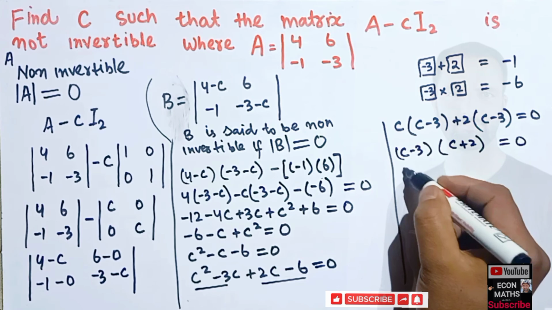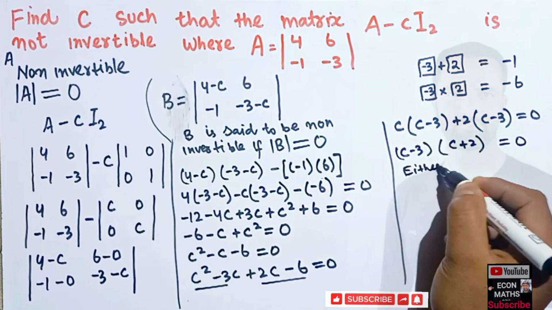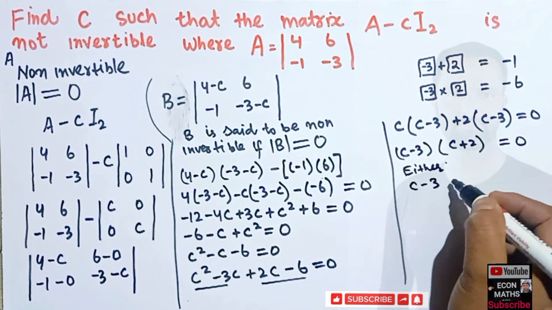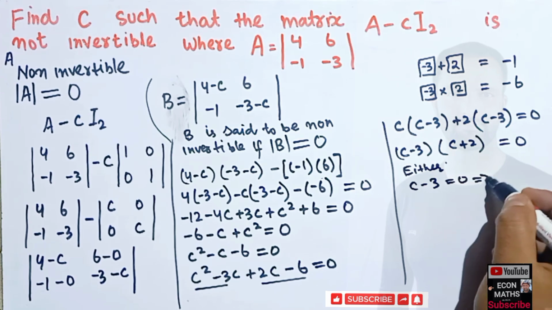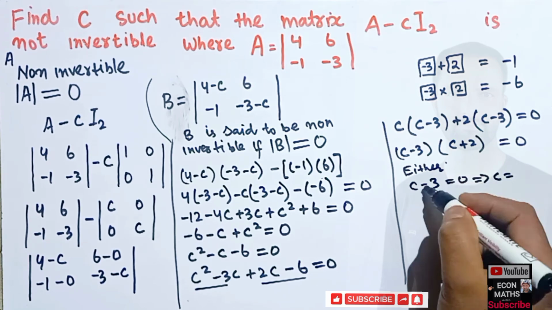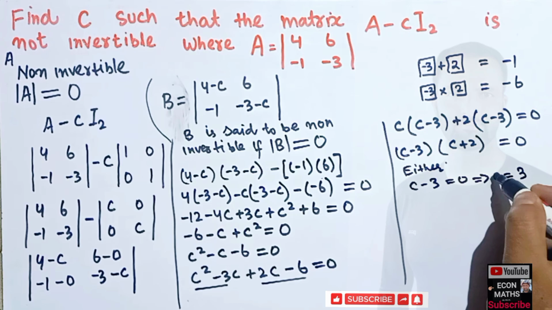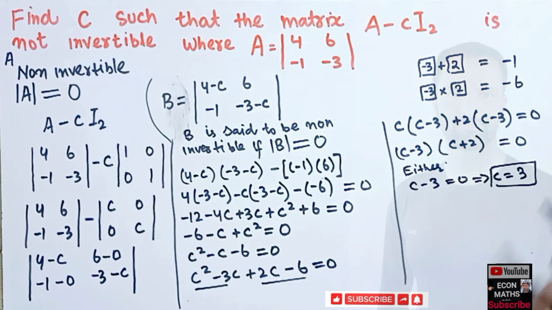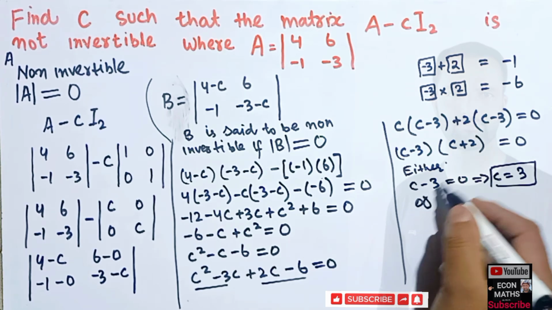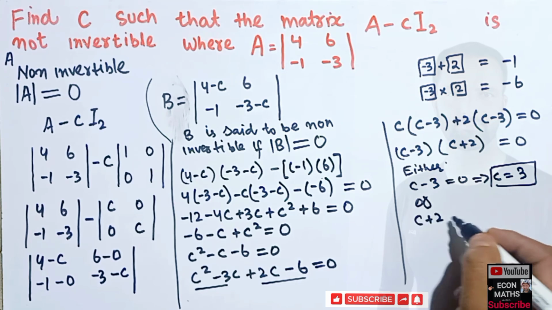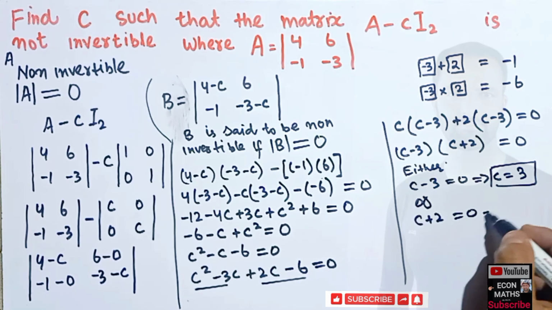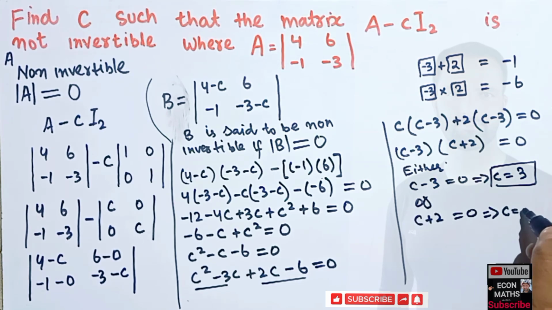This means either c minus 3 is equal to 0, which will give us c is equal to 3 if we transpose 3 here, so this will become plus 3. Or this term, that is c plus 2, should be equal to 0, which gives us c is equal to -2.